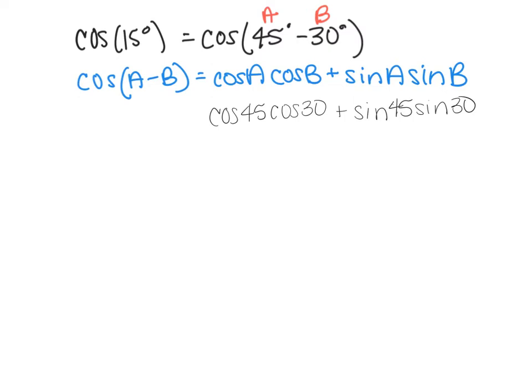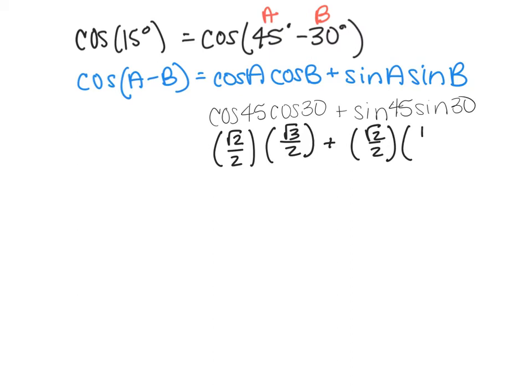We know cosine of 45 is radical 2 over 2. We know cosine of 30 degrees is radical 3 over 2. Sine of 45 is root 2 over 2. Sine of 30 is 1/2. So now we just multiply across, simplify. Root 2 times root 3 is root 6. 2 times 2 is 4.